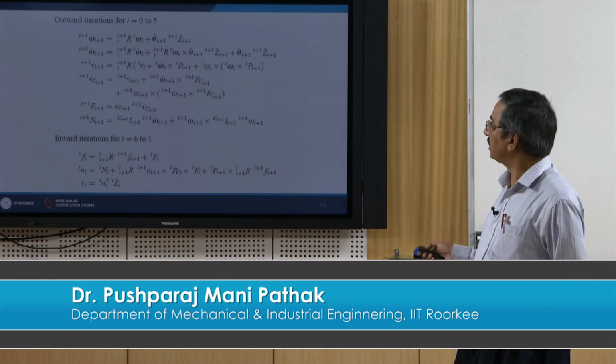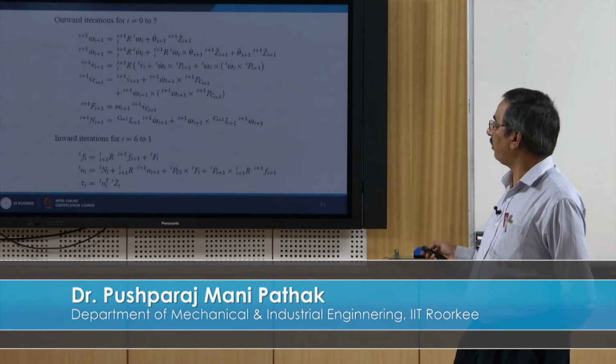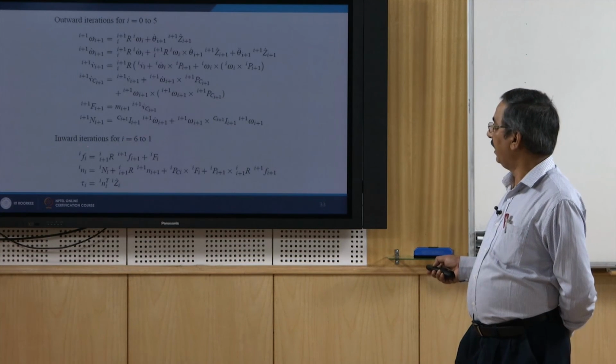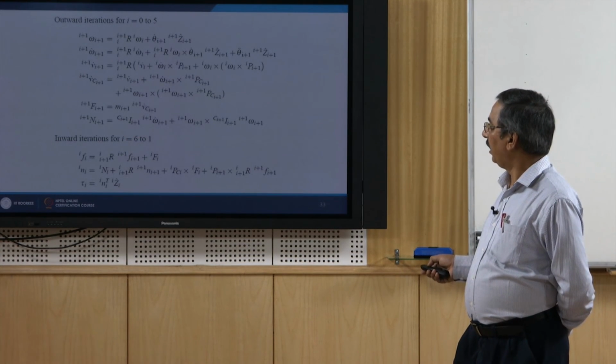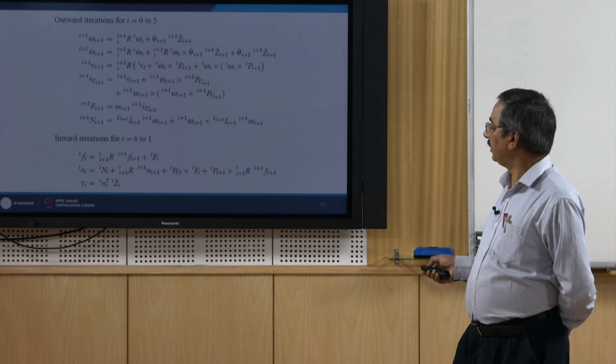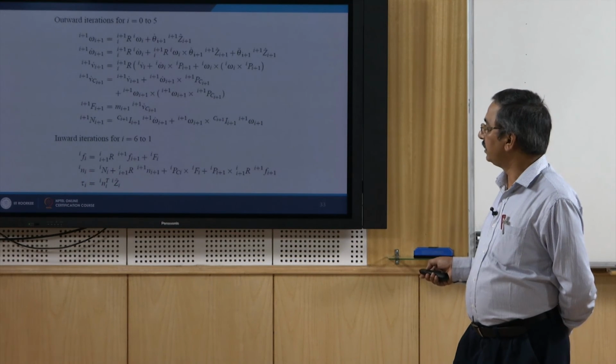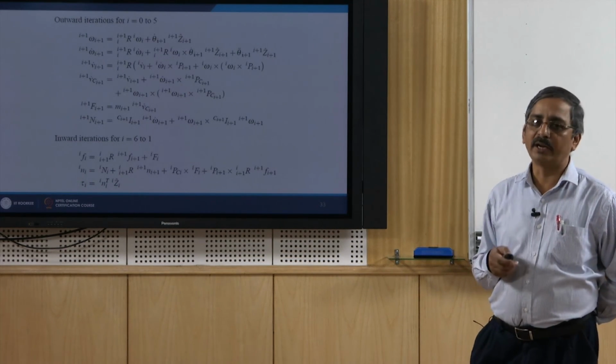This is what is done in the outward iteration, and then we go for the inward iteration, that is i equal to 6 to 1. Here we calculate the forces in the links, and the torques and moments in the links, and then we find the z component of that, which gives us essentially the joint torques.